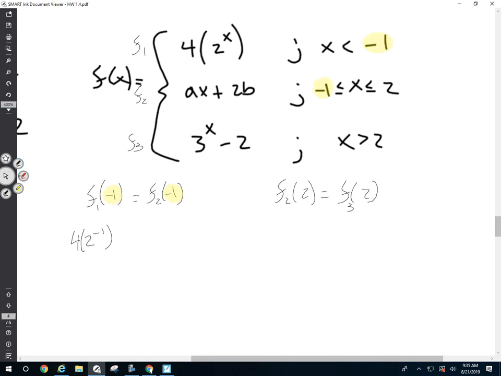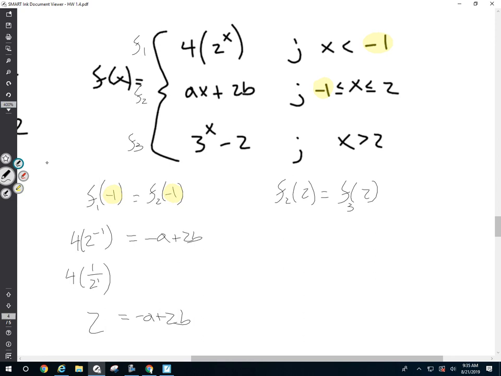2 to the negative first is the same as 2 to the first in the denominator. So this is the same as 4 times 1/2, which is the same as 4 times a half, 4 divided by 2, which is 2. Okay, so a negative exponent is the same as the positive exponent in a reciprocal. Second piece, plugging in negative 1, I'll get negative a plus 2b. So 2 is equal to negative a plus 2b.